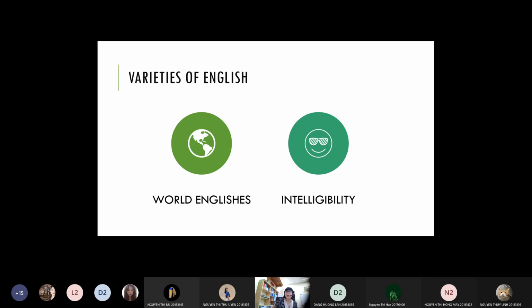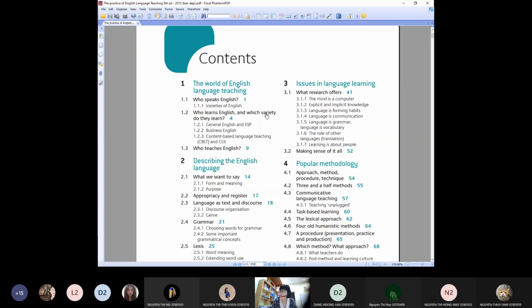And well, of course, it depends on the level of the students, and we will go further about that later in the semester, but not today. But then I just want to give you a few ideas about different varieties of English in the world, and also about the concept of intelligibility. And you can see those concepts in chapter 1, which you will read at home. Right, where's the book? Okay, here it is.